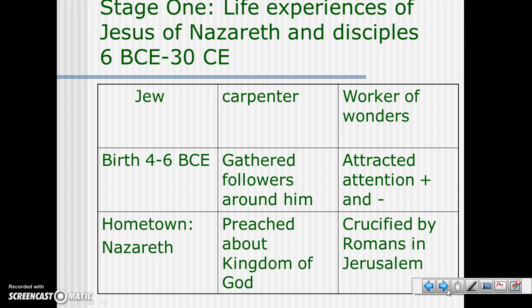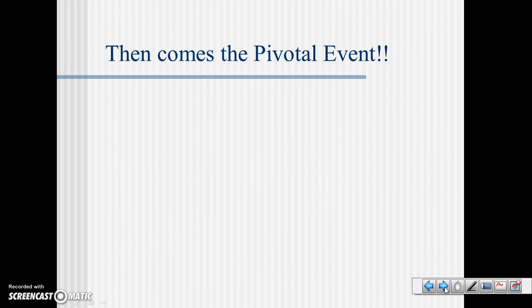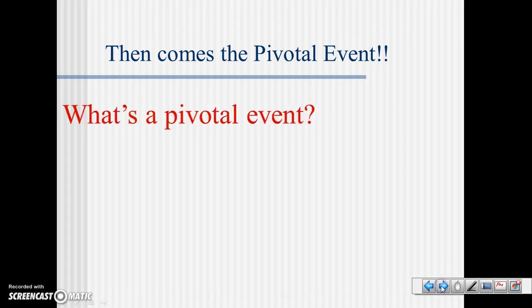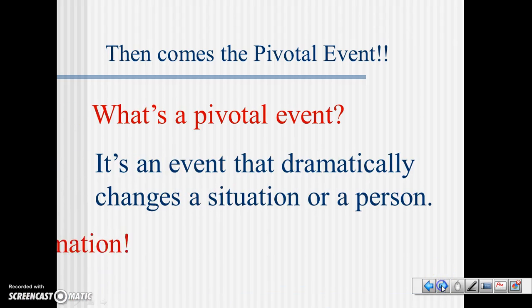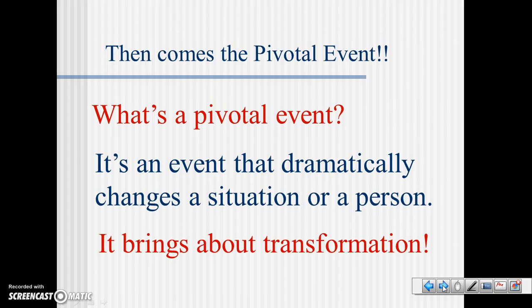And so, once these events occur, we experience a pivotal event. And you have to say it that way because it's very important and exciting. A pivotal event is an event that dramatically changes a situation or a person, and it brings about transformation. You're able to see a clear distinction before and after a pivotal event. So, for example, Ignatius has a pivotal event when he's wounded at Pamplona and recovers at Loyola, and he totally changes and transforms his life as a result of that event.